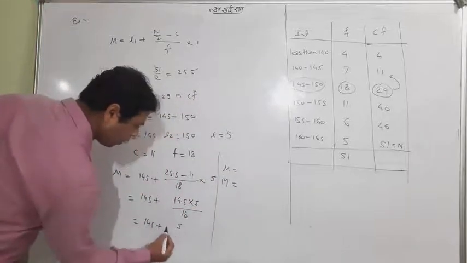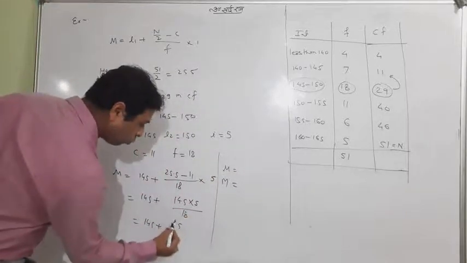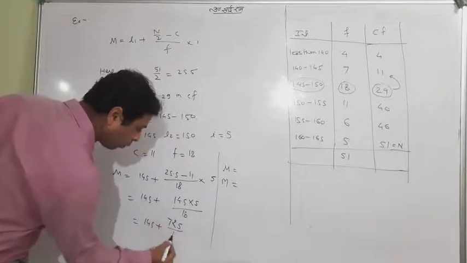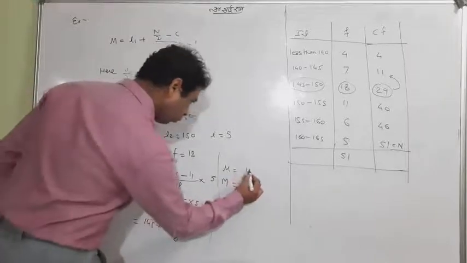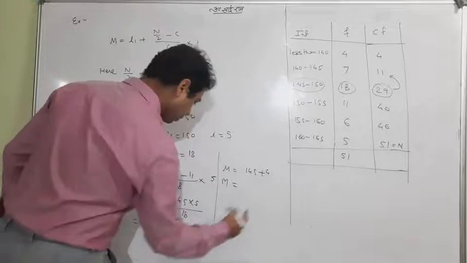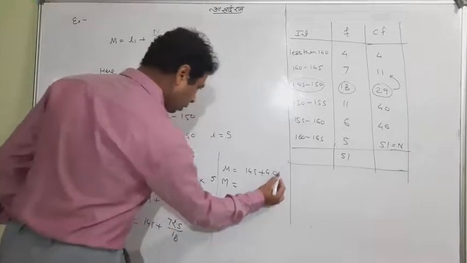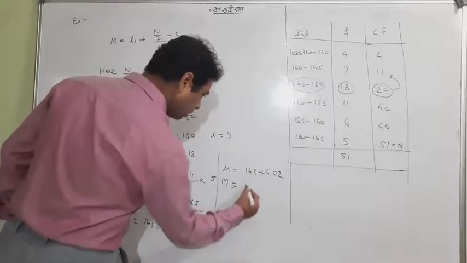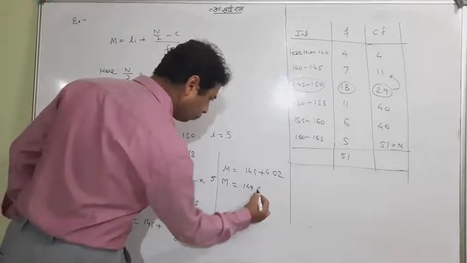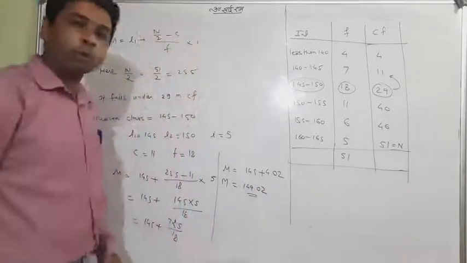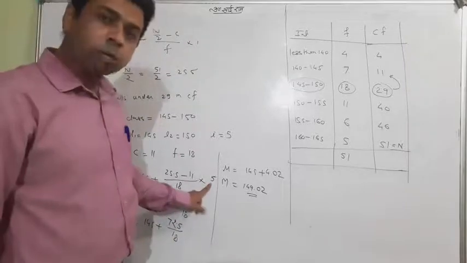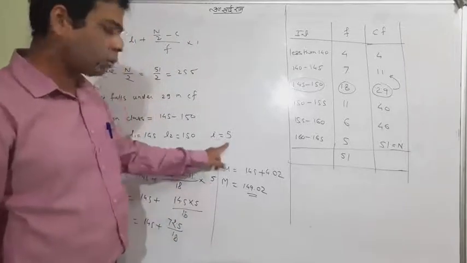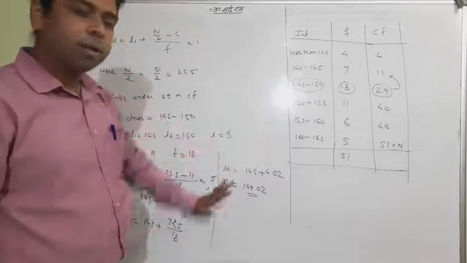5 5s are 25, 5 4s are 20, 5 is 72.5 upon 18. Then M equal to 145 plus this, which is approximately 149.02. This is the approximate median. I wrongly took 10 here, but it was 5. Now this is the answer.